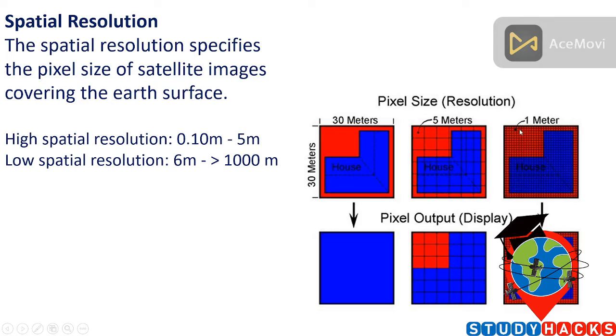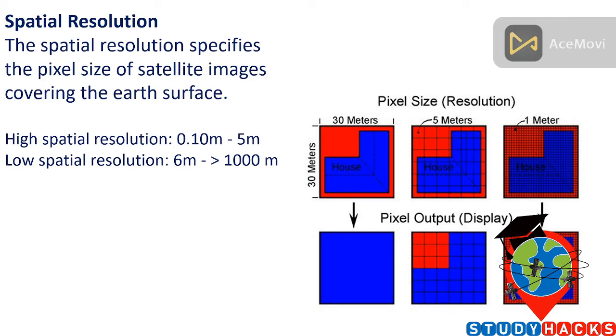Okay, so in this case, 1 meter resolution is better than 5 meter. 5 meter resolution is better than 30 meter pixel size. So when the pixel size is high, then the resolution will be low, and when the pixel size is low, then resolution is high. Okay, so mainly resolution is the pixel size.